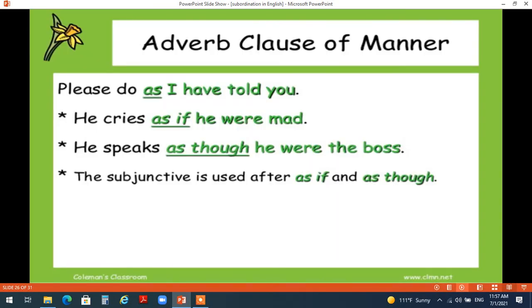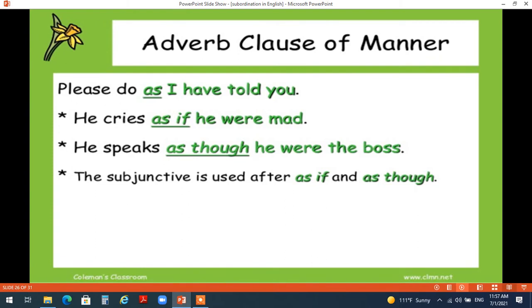We have adverbial clauses of manner. For example, if you say, please do as I have told you. Or he cries as if he were mad. He speaks as though he were the boss. So here we have three subordinators which can be used to introduce an adverb clause of manner. Either you use as, or you use as if, or you use as though.